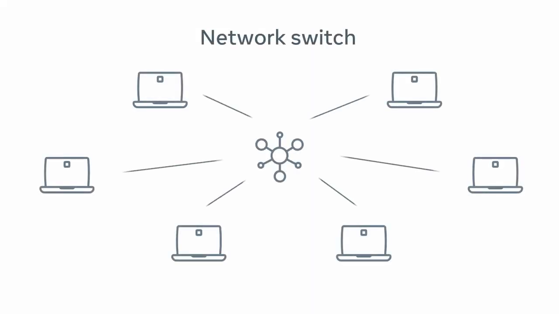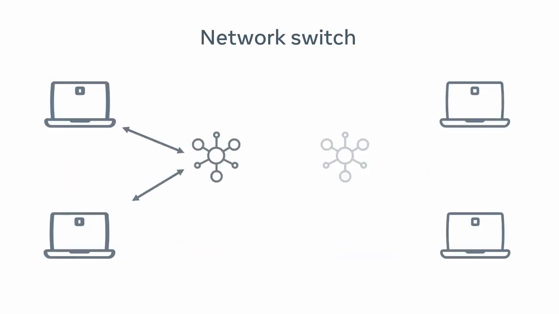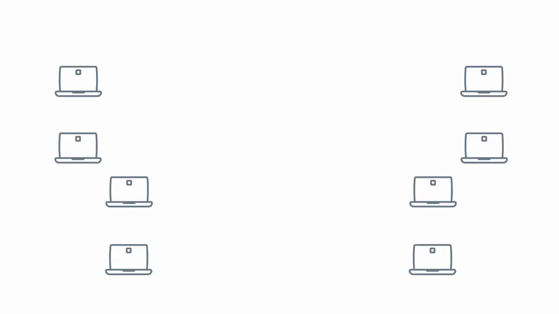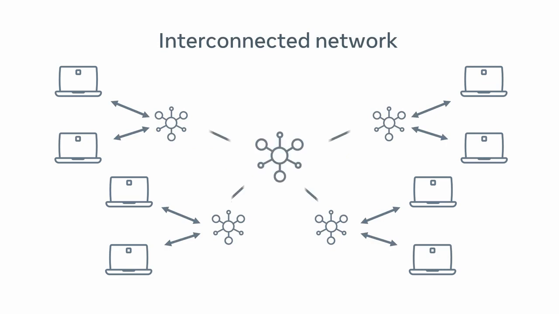This problem is solved by something called a network switch that connects multiple devices and allows them to communicate with each other. The network switch can connect to other network switches, and now two networks can connect. These network switches then connect to more network switches until you have something called an interconnected network. This interconnected network has another name that you might be familiar with.